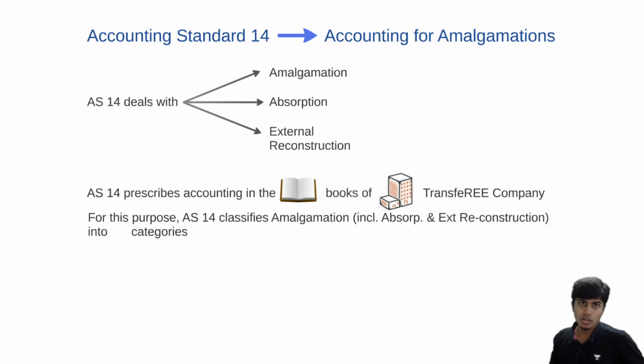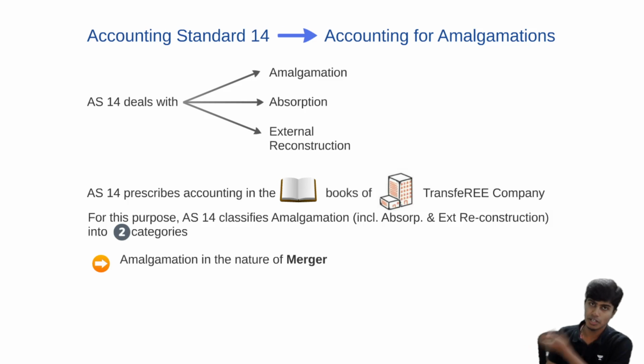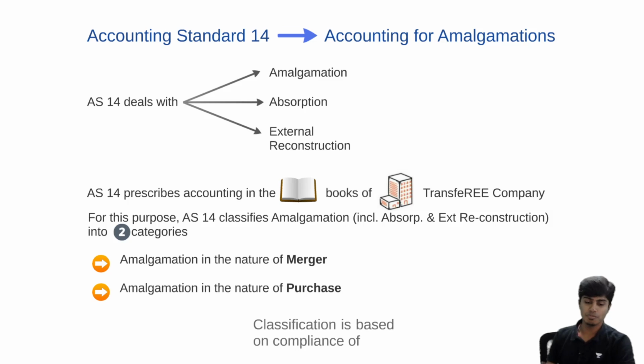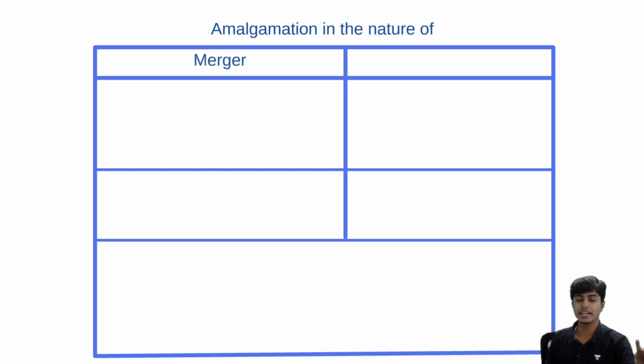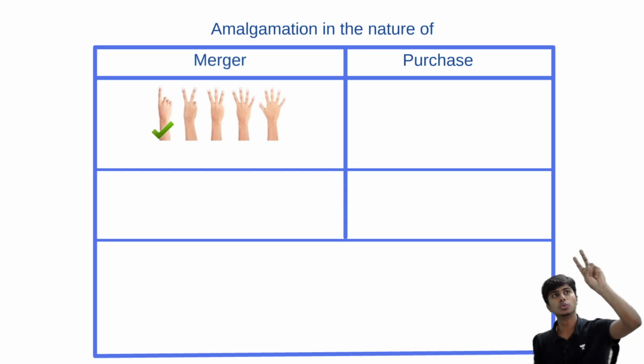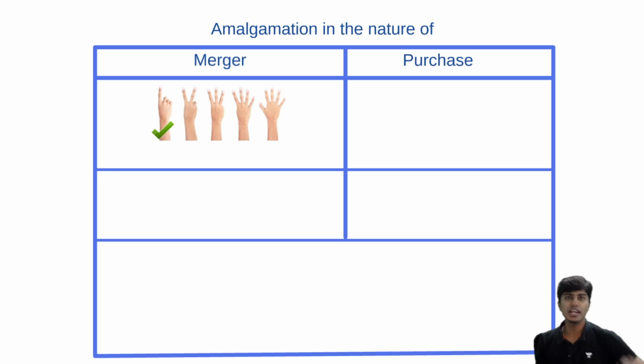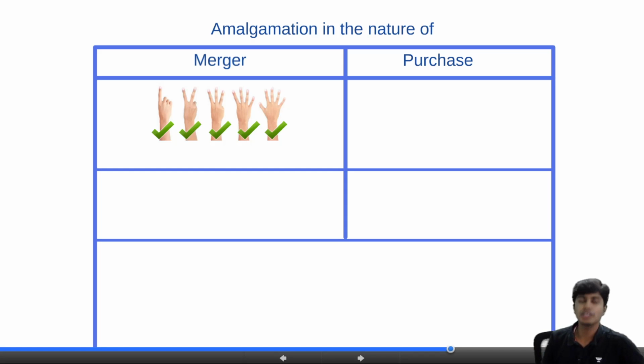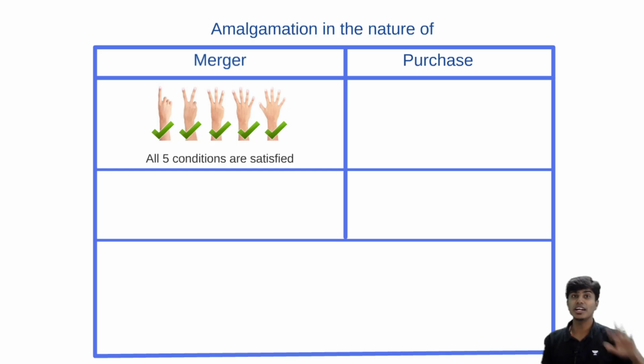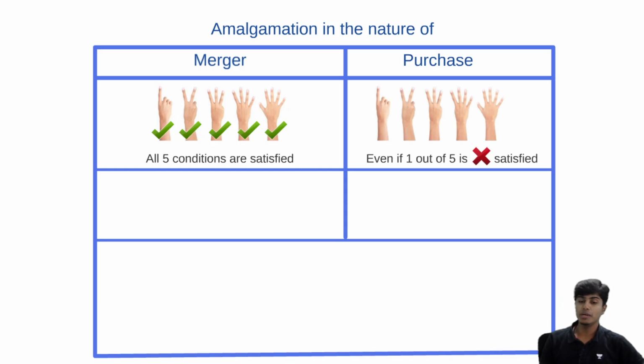And to account, Accounting Standard 14 categorizes all the forms of amalgamation into two classifications. One, amalgamation in the nature of merger. The second one is amalgamation in the nature of purchase. And classification is based on compliance of 5 conditions. So these 5 conditions basically help us decide whether it is merger or purchase. If all the 5 conditions are satisfied, it is merger. Even if one out of these 5 conditions is not satisfied, it becomes purchase. Going further ahead, what are these 5 conditions?